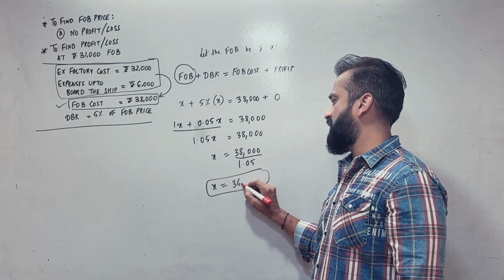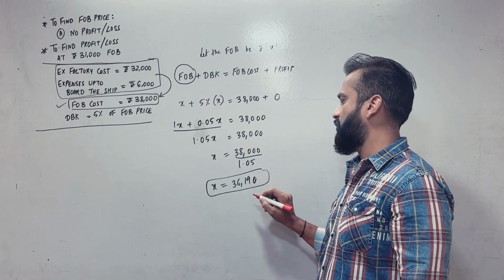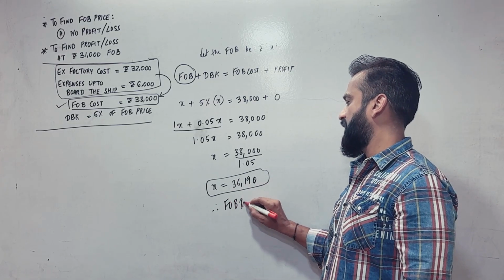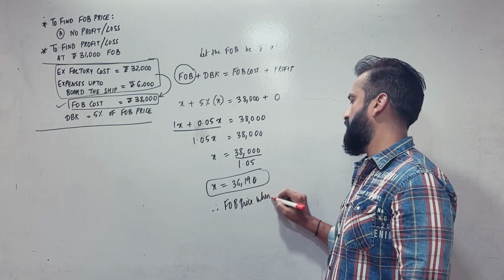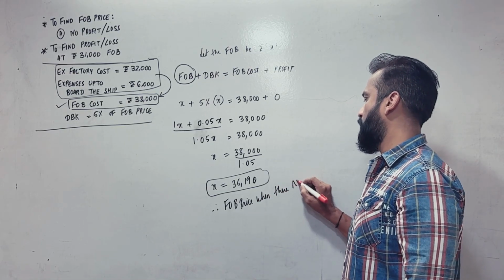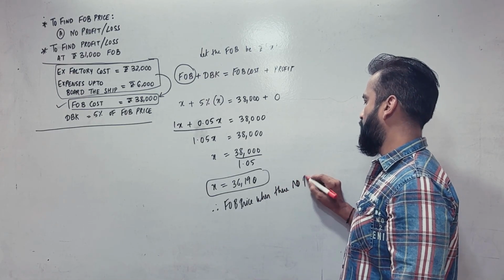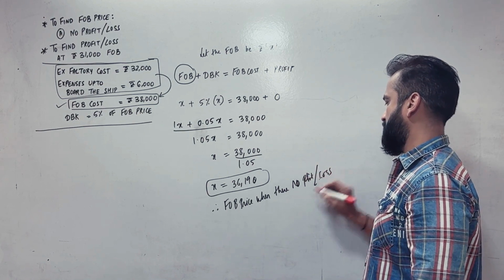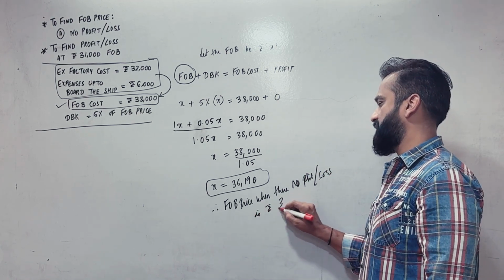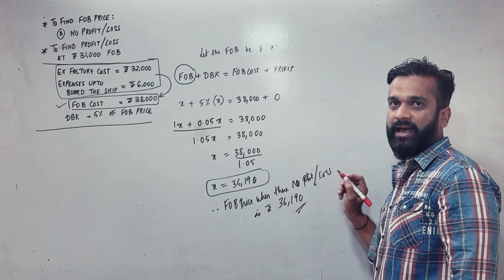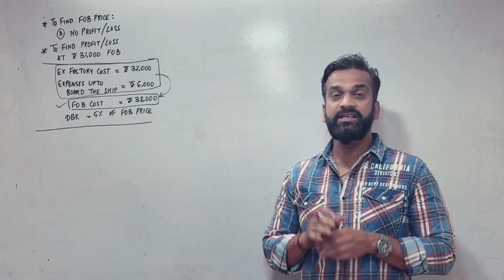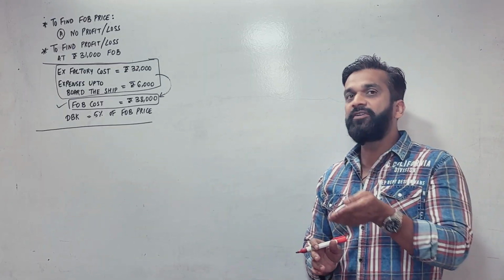It will be around 36,190 rupees. Therefore, your FOB price when there is no profit or loss is rupees 36,190. Is this clear?